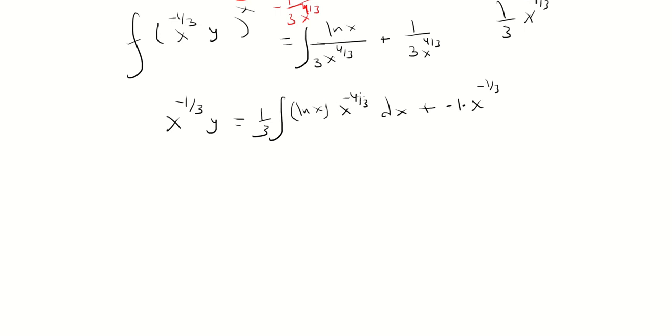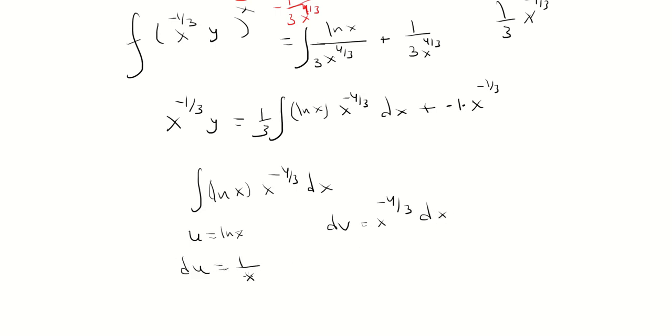In order to solve this integral, we have to use integration by parts. So let's just focus on solving this. u will be our natural log x. dv is x to the negative 4/3 times dx. du is 1 over x dx. v is x to the negative 1/3 times negative 3.